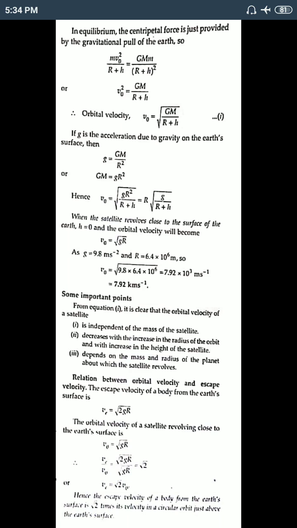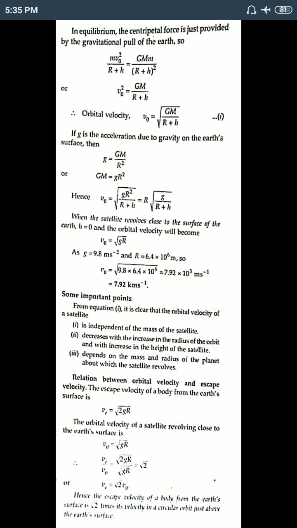Now some important points to keep in mind. First, the orbital velocity of a satellite is independent of the mass of the satellite, because in the expression V0 equals root under gR, or V0 equals root under GM by (R plus h), there is no small m term. Second, it decreases with the increase in the radius of the orbit and with the increase in the height of the satellite.